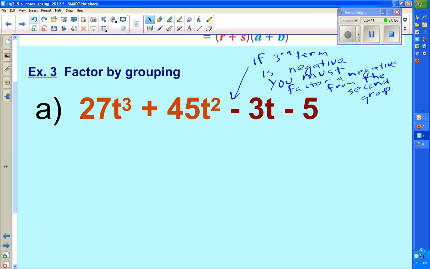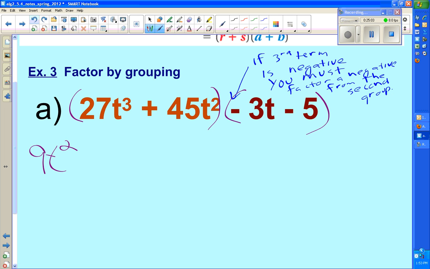So when I group these, I'm going to group the first 2 terms and the last 2 terms. And then we're going to go back to what's in common. In the first parentheses, what's common in there? 3t, t squared, 9t. 9t squared. What's left in the parentheses if you pull those out? 3t plus 5.